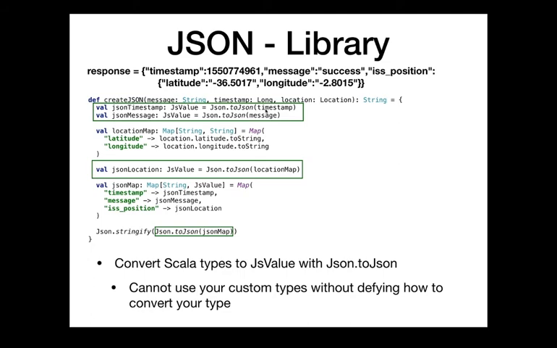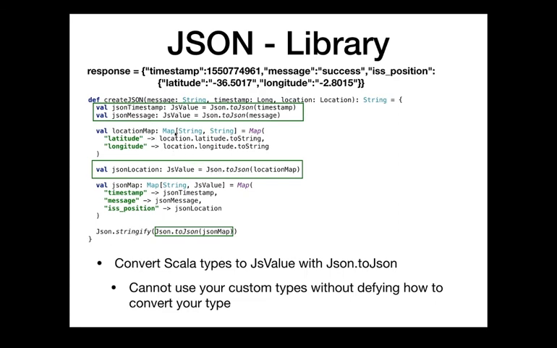So I'm going to call toJSON, and what that does is take a Scala type and convert it to a JS value, if it can. If it can't, we're out of luck. But if it can, it's going to convert those to JS values. And JS values are what we want, because we can convert JS values to JSON strings, ultimately using this stringify method. Stringify takes a JS value and converts it to a properly formatted JSON string. That's our ultimate goal.